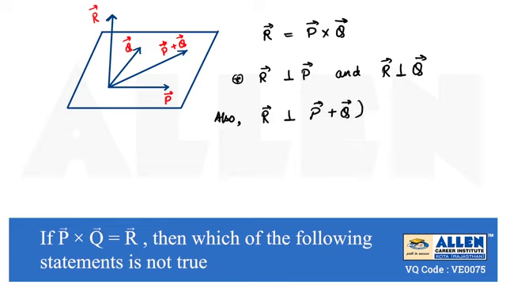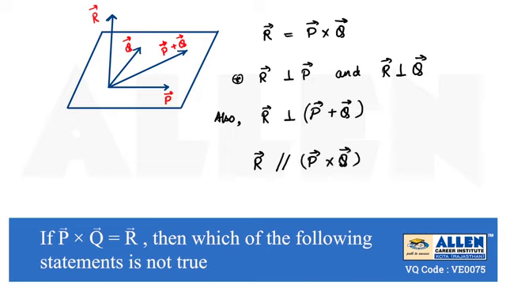Therefore, we can say the addition of p vector and q vector will lie in this plane only, and r vector is perpendicular to this plane. Therefore, r vector is also perpendicular to p vector plus q vector. Now if we talk about p vector cross q vector, that is perpendicular to the plane. Therefore, r vector will be parallel to p vector cross q vector.